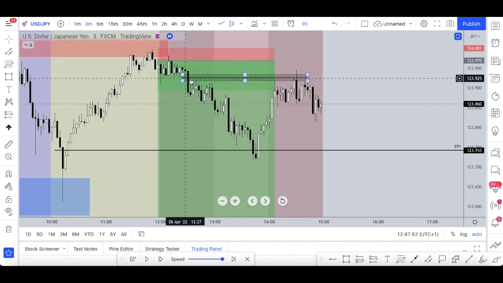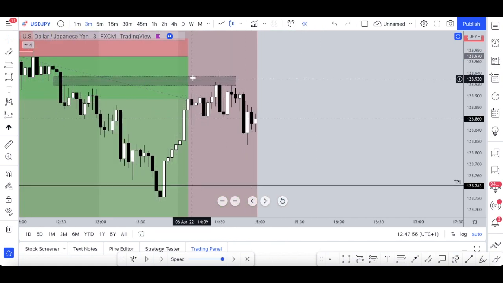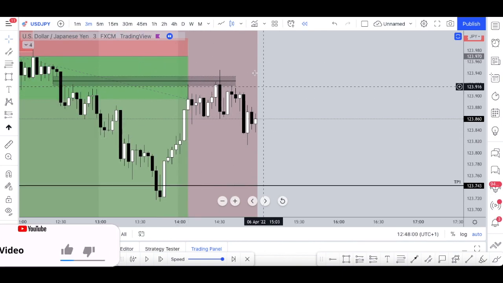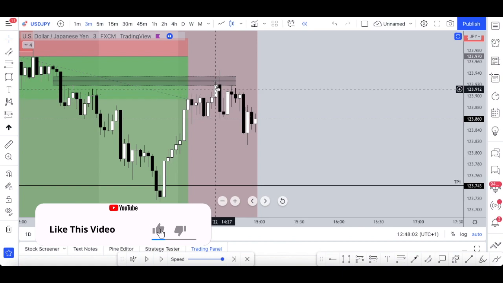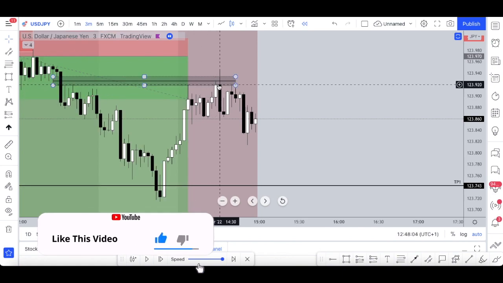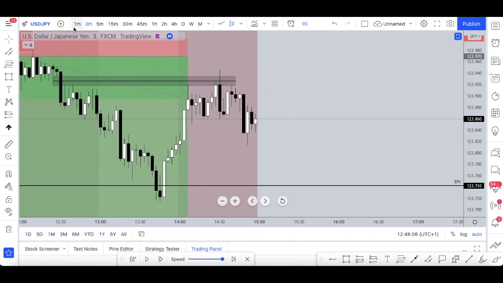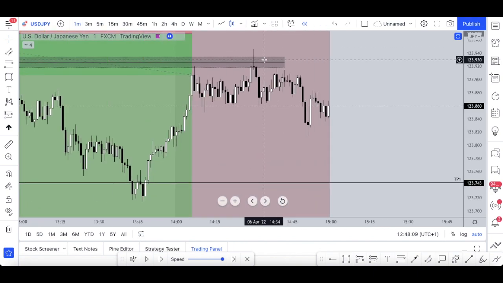So we had another potential point of interest within this imbalance. What happens once we get into that zone? We get another distribution looking schematic in this area. We can see the manipulation that exists in there. As we go down to the 1 minute, we'll be able to see a lot clearer as well.